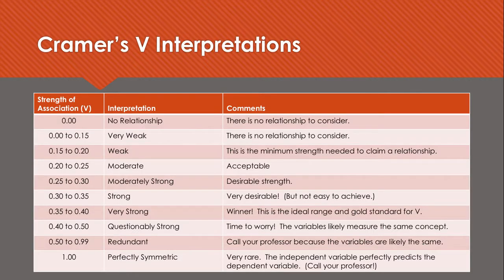This is a Cramer's V chart, and it helps us to interpret the strength of association between these variables. As you can see, it is broken down into different sections, with one being perfectly symmetric. It's very important to realize that one isn't a very common strength associated with Cramer's V. So whenever you have a 1, make sure you check and maybe even triple check your numbers.